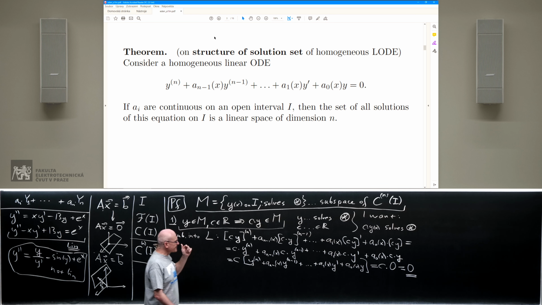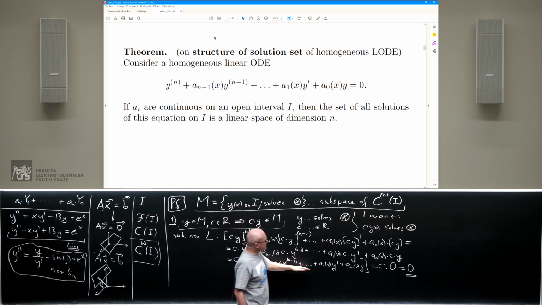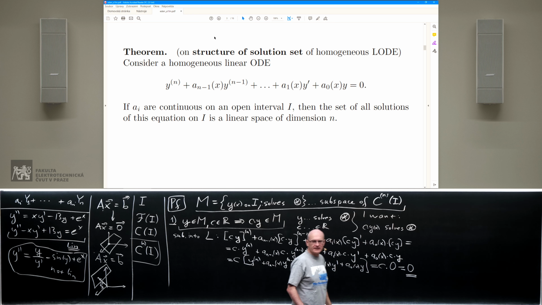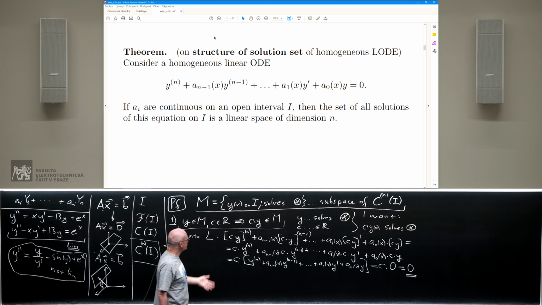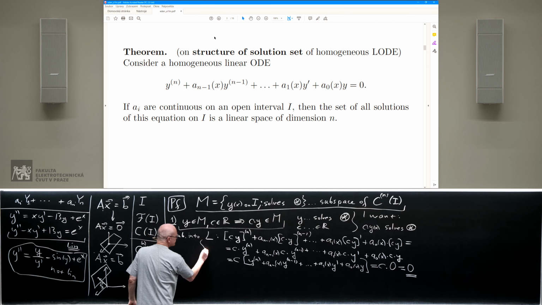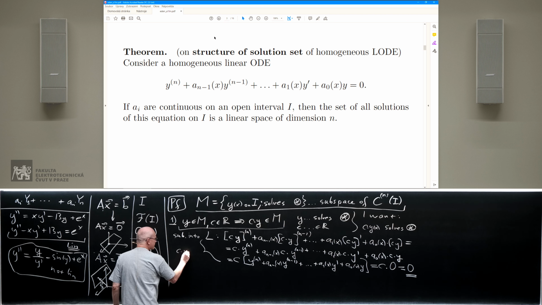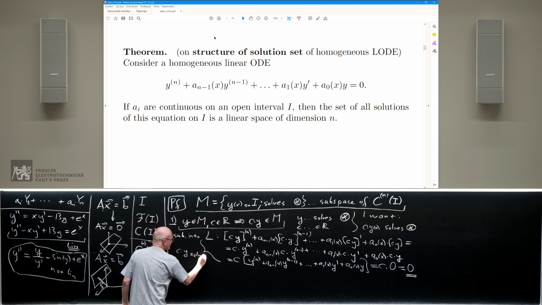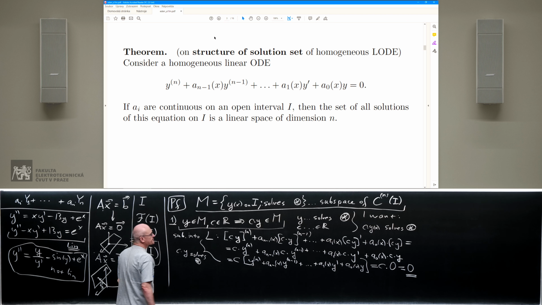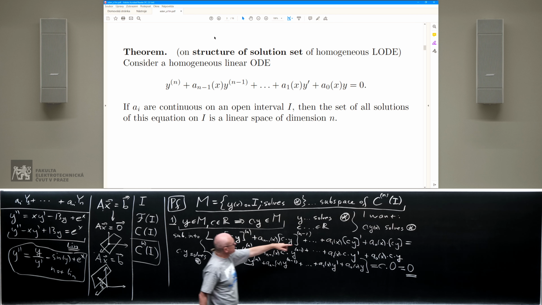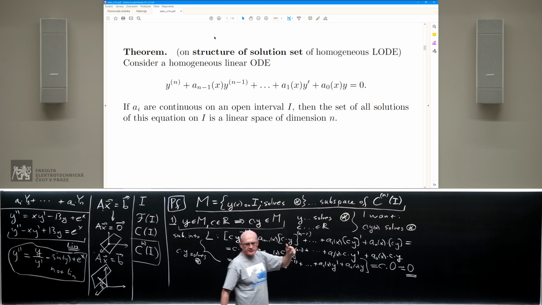So what we just did, we took the function c times y, put it into the left-hand side of my equation, and after some work, it turns out that we get 0. What does it mean? Well, it means that c times y is a solution. So this work shows that c times y solves the equation star, and that's exactly what I wanted. End of this part of the proof.